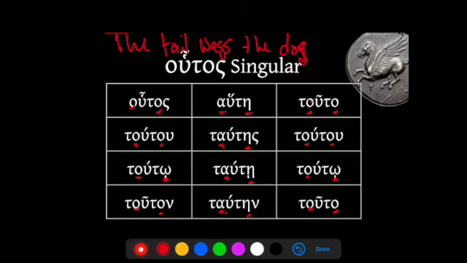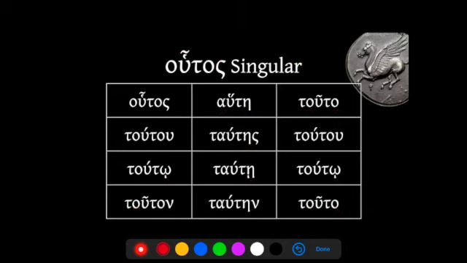And so since we have O vowels in the masculine and neuter, we have the O vowel in the stem. Since we have the A vowel in the feminine, we get the alpha in the stem. So the tail wags the dog. And so pretty much, if you know those two rules, this paradigm is pretty straightforward. Remember, we get that rough breathing mark, houtos, and then the genitive toutou, touto, tautan, and then the neuter touta, toutou, touto, touta.